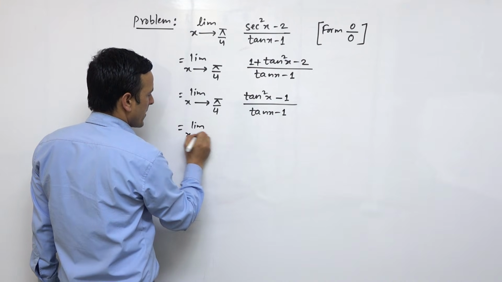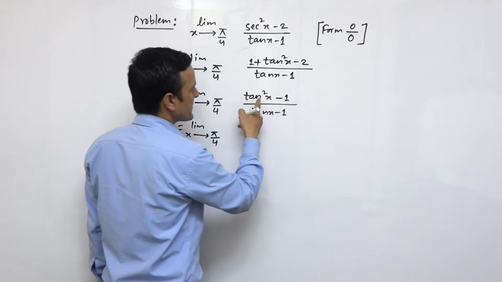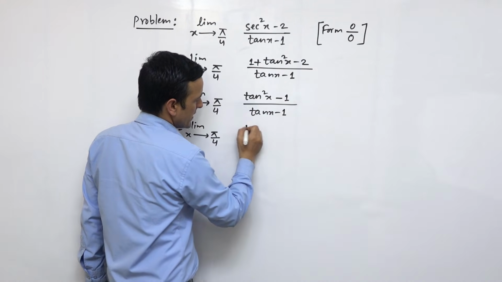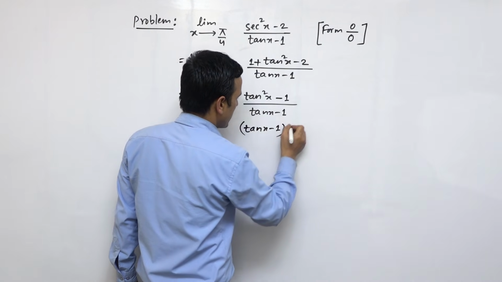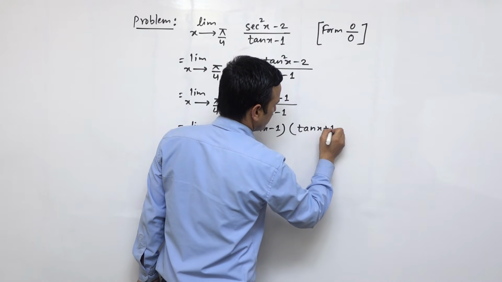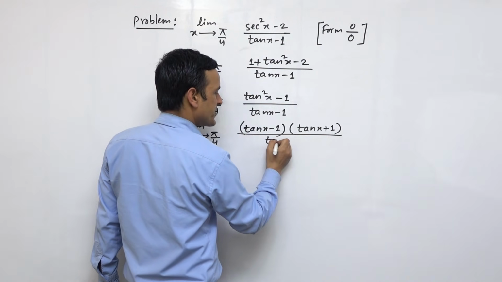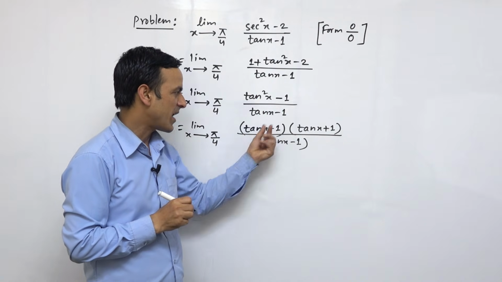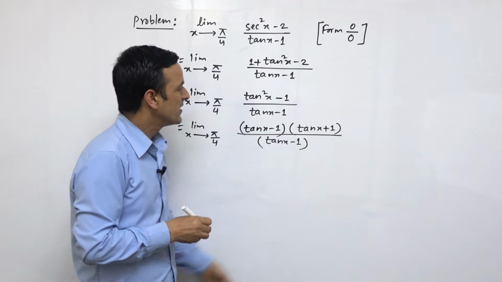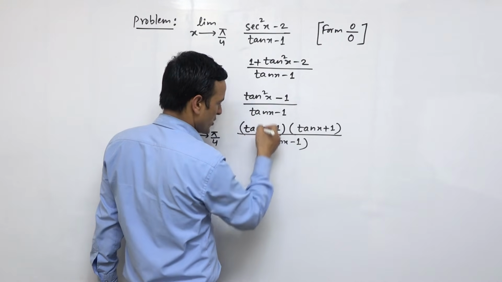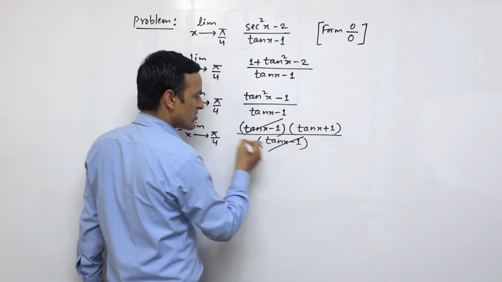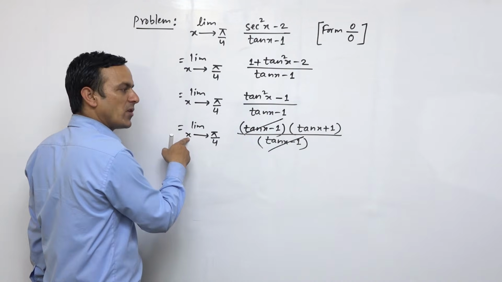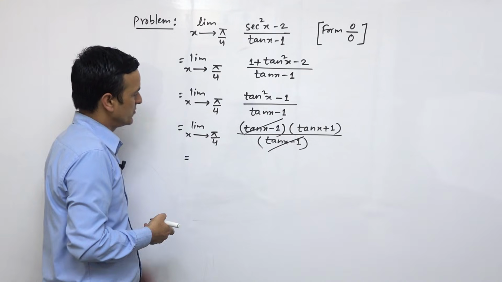Now our next step: this is the formula of a square minus b square, so a minus b, a plus b, and in the denominator we have tan x minus 1. This is a minus b, and this is a plus b. After using this formula we can cancel this term and this term, both are exactly the same, and in the remaining term we can put the value of x.